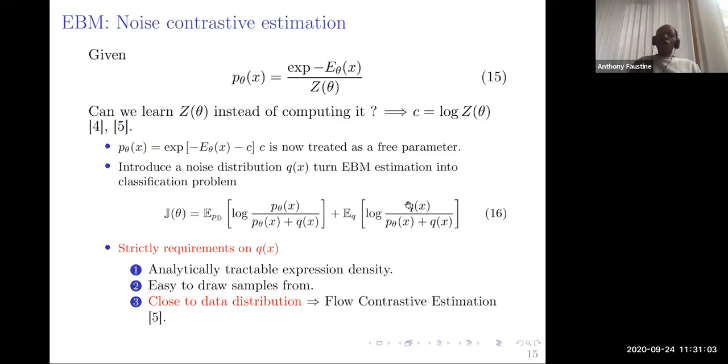So this is some of the learning approaches that have been used for learning the energy-based model. So now we know how we can learn an energy-based model. Let's see how deep neural networks and energy-based models have been applied and see the advantage that we get by combining these two approaches.